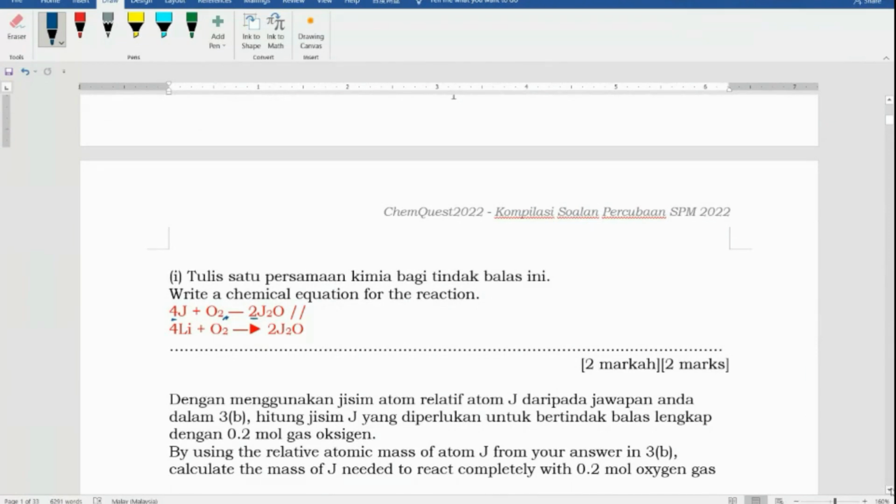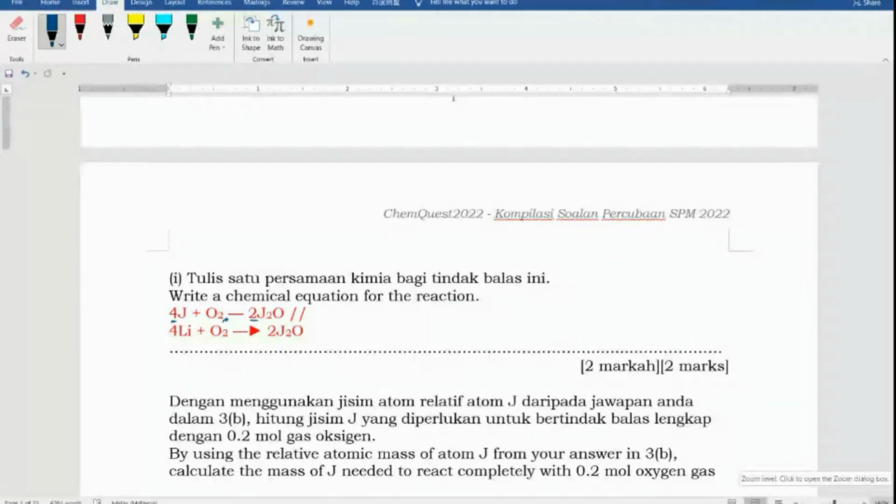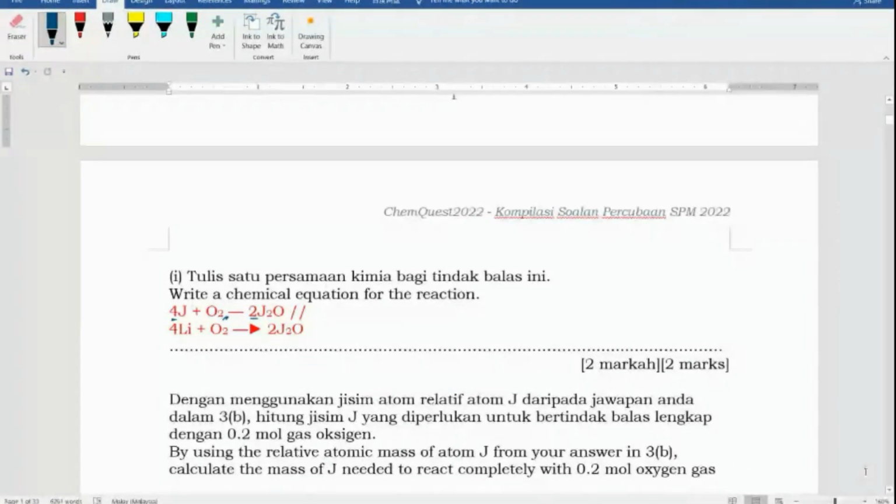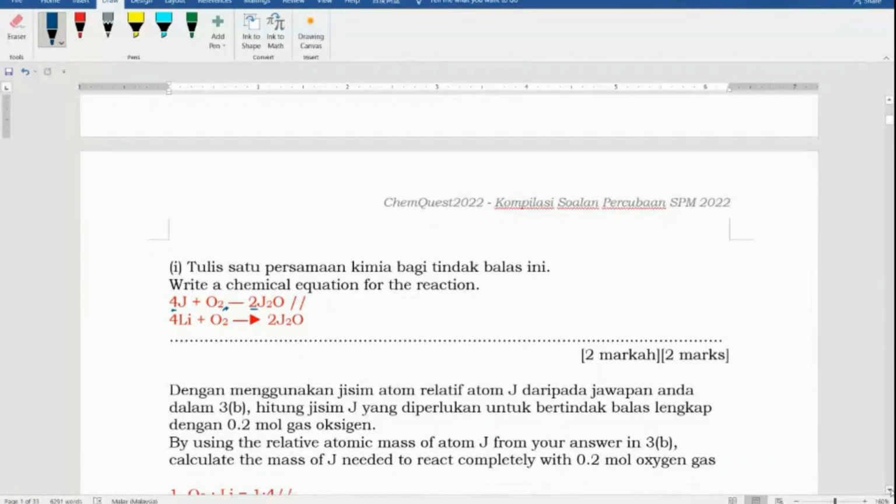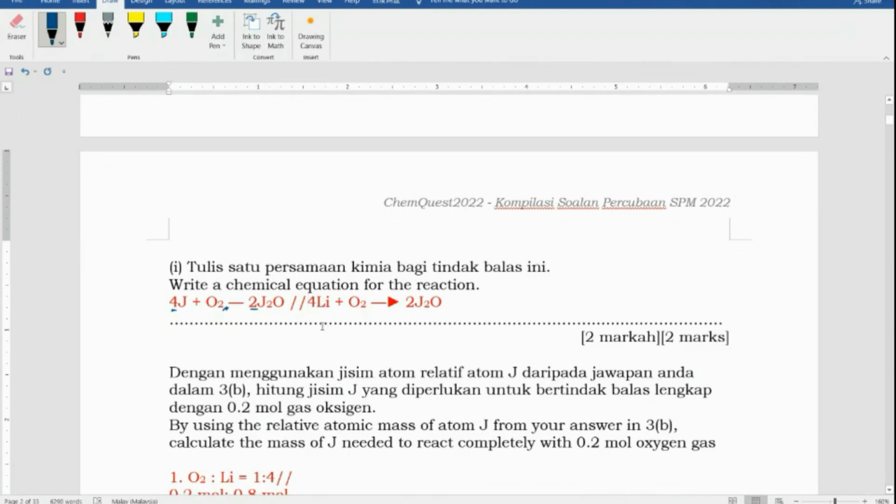Okay. Next question. Okay, Matthias, can you read the question? By using the relative atomic mass of atom J from your answer in 3B, calculate the mass of J needed to react completely with 0.2 mole oxygen gas. Okay, thank you, Matthias.